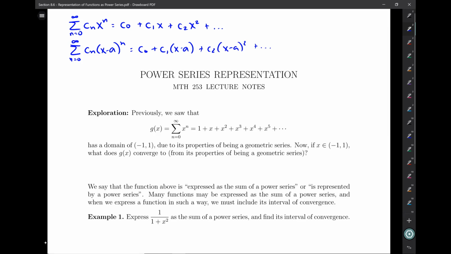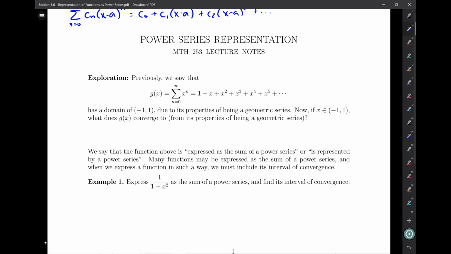You might recall from the previous power series video that we saw this function, g of x, equals the sum from 0 to infinity of x to the n. If I were to write this out, I would have 1 plus x plus x squared plus x cubed plus x to the 4th, and so on. So this function is essentially geometric, isn't it? If you think about x as being like r, we know that the geometric series converges whenever the absolute value of r is less than 1.